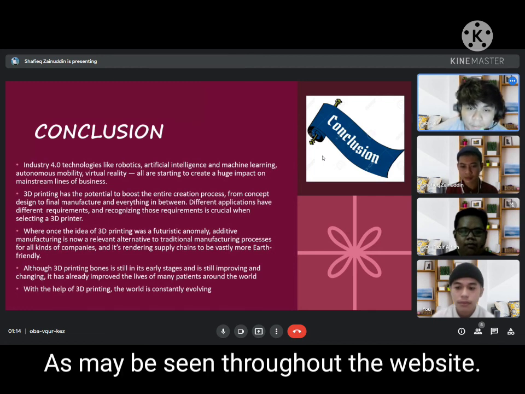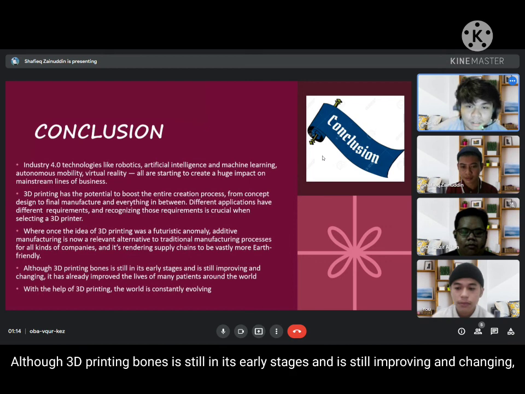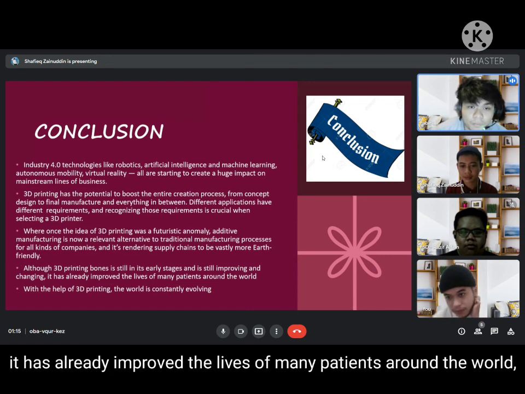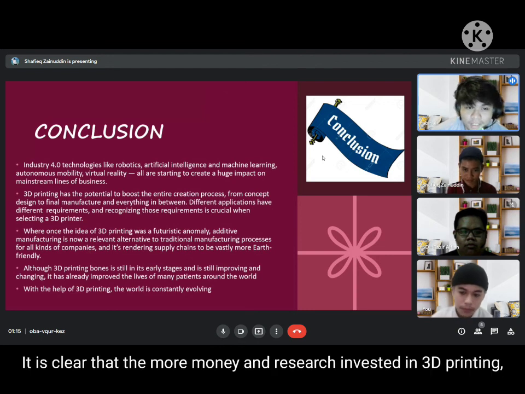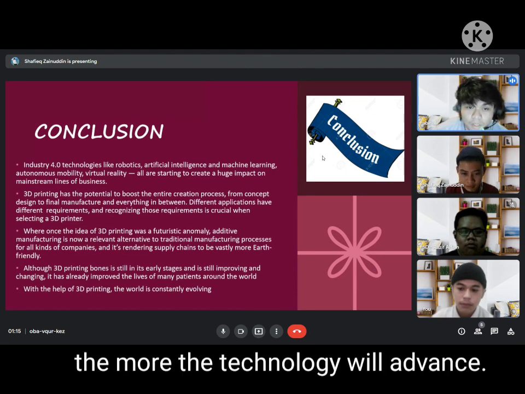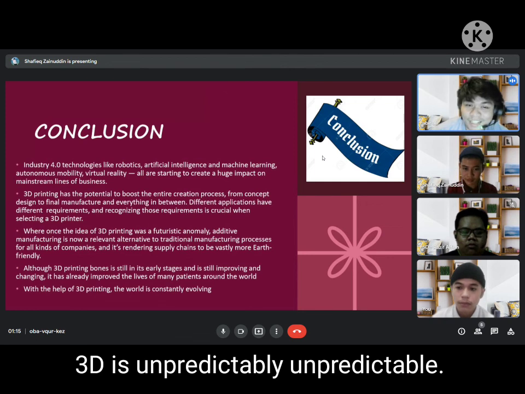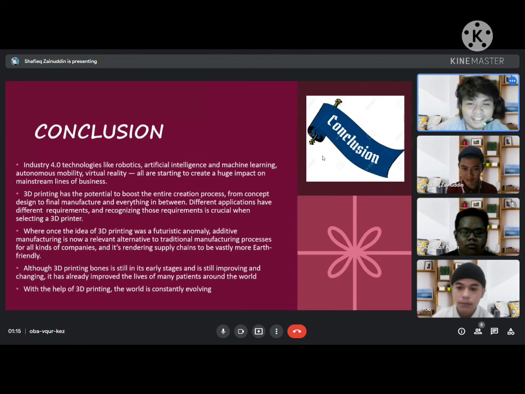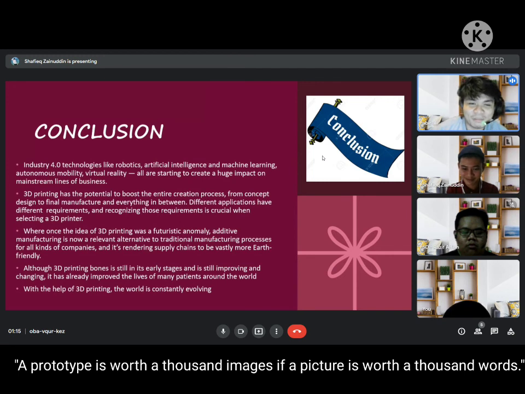As may be seen through the website, although 3D printing bones is still in its early stage and is still improving and changing, it has already improved the life of many patients around the world. Particularly in Australia, it is clear that the more money and research invested in 3D printing, the more the technology will advance. It is unpredictable. If a picture is worth 1,000 words, a prototype is worth 1,000 images.